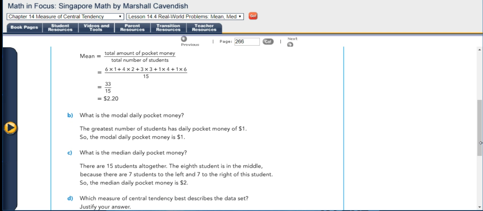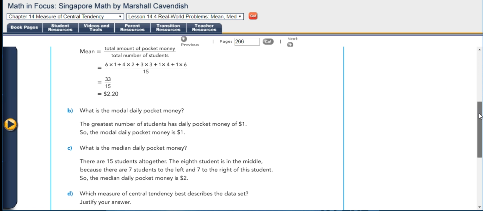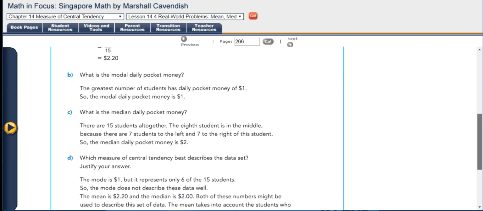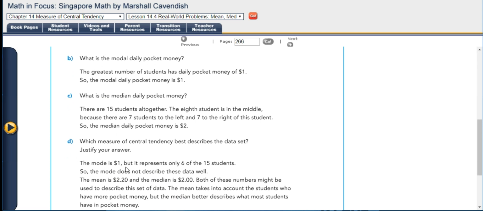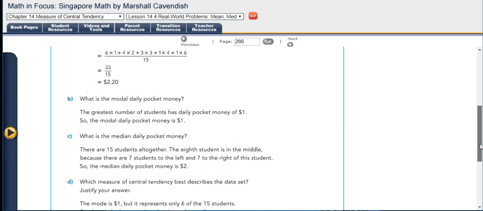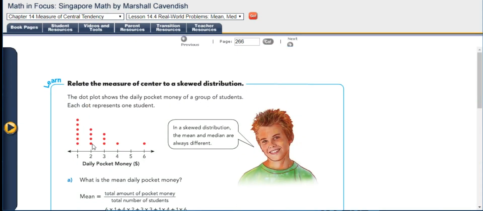And then the measure of central tendency that best describes the data set: our mean is $2.20, and that is possible to have. The mode is $1, but it represents only 6 of the 15 students, so it doesn't describe the data well. And it's possible that both the median and the mean could describe the data set. The mean takes into account the students who have more pocket money, but the median describes what most students have in pocket money if you look at the data distribution.